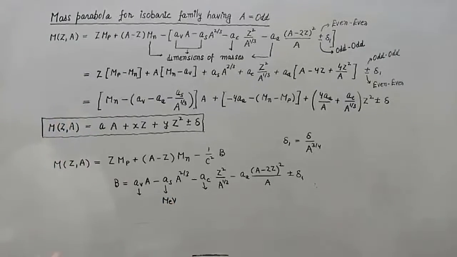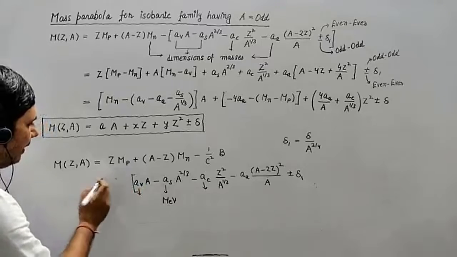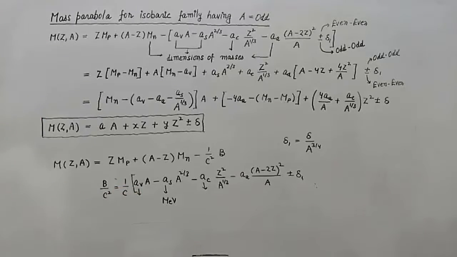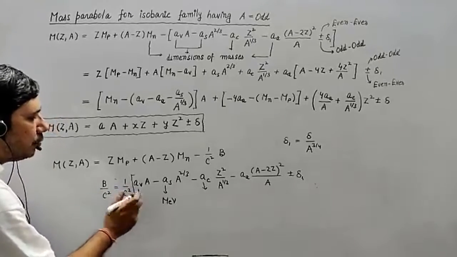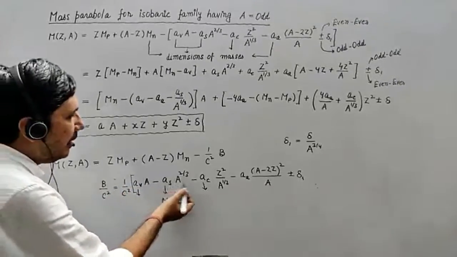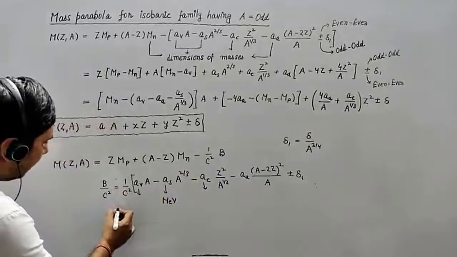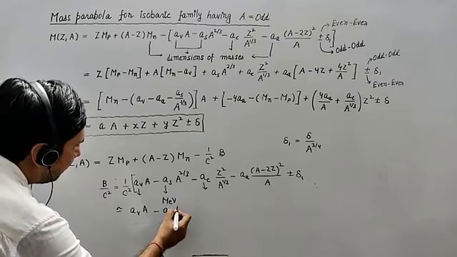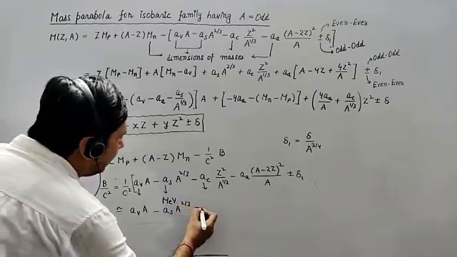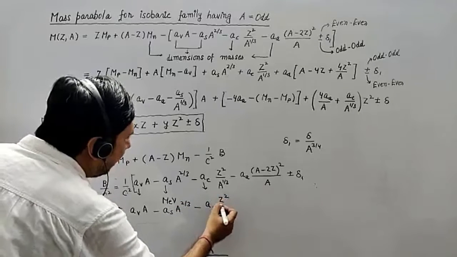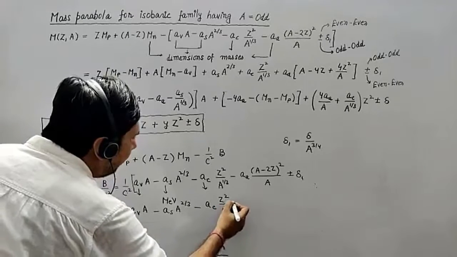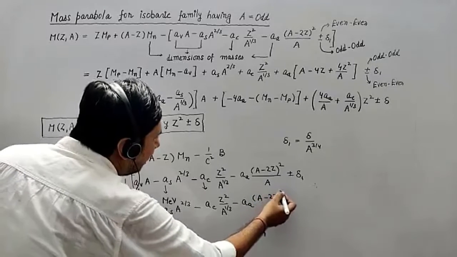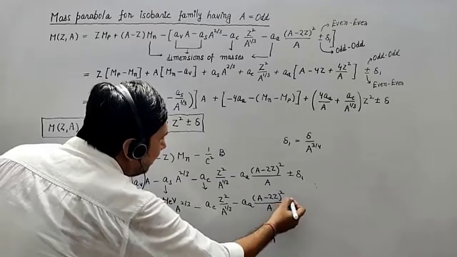Now, if I divide this equation by c square and attach this c square with a_V, a_S, a_C, a_A and delta 1, then this will be equivalent to a_V A minus a_S A to the power 2/3 minus a_C Z square upon A to the power 1/3 minus a_A (A minus 2Z) whole square upon A, and plus or minus delta 1.